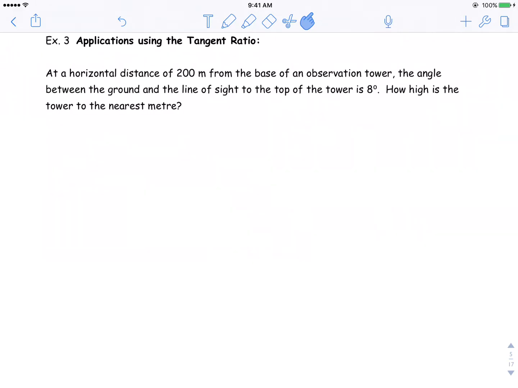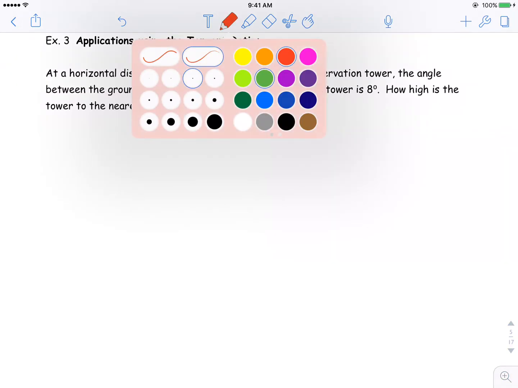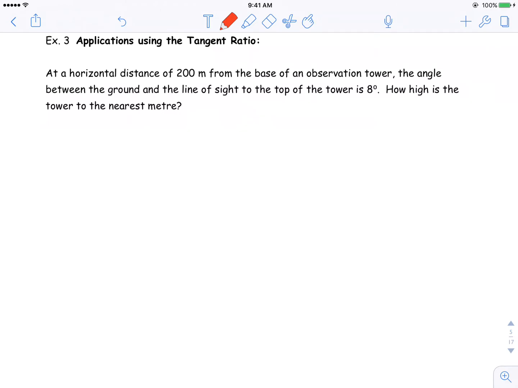So as always, there's the couple of calculations that we need to know. Now we just need to take that information or take those ideas and apply it to a word problem. Of course, the toughest part about a word problem is trying to figure out what we need to do. So example 3, applications using tangent ratio.